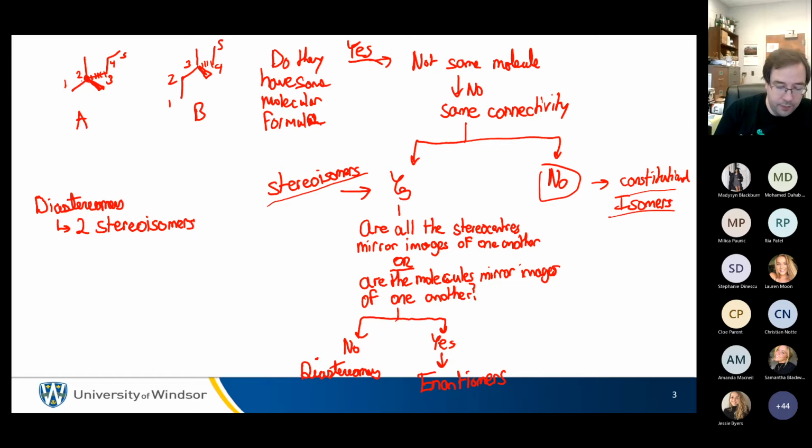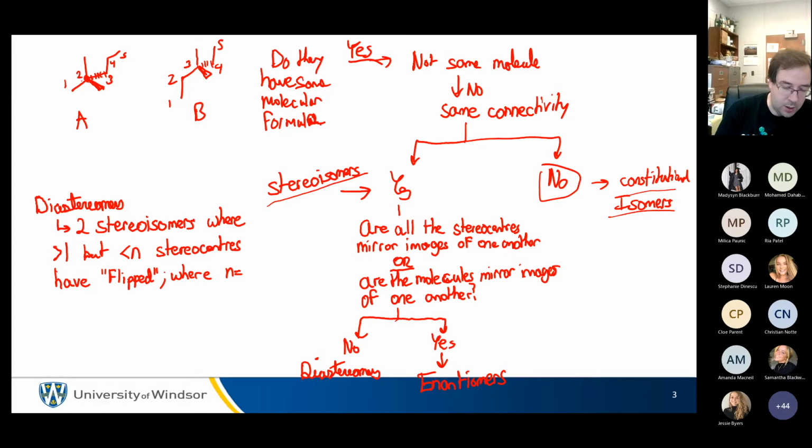Two stereoisomers where some, greater than one, but less than n stereocenters have flipped, where n equals the total number of stereocenters.